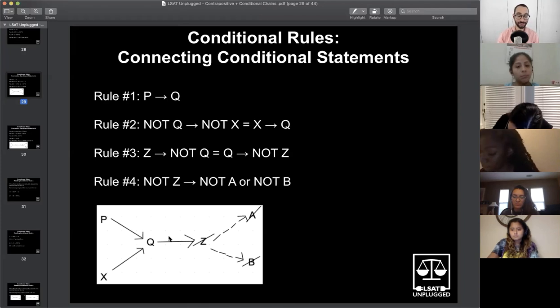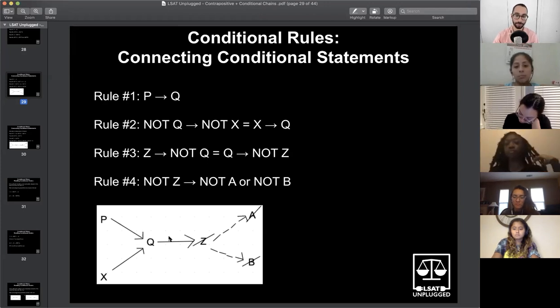I'll say it again slightly differently. Each of P and X, each of them alone, is sufficient to require Q, meaning P requires Q, also X requires Q. If you have Q, then you don't have Z, and if you don't have Z, then you will also lack at least one of A or B, meaning you will not have at least one of A or B. A lot of folks typed that formulation in the chat, which is correct.